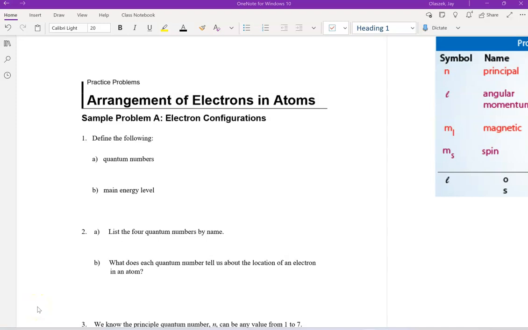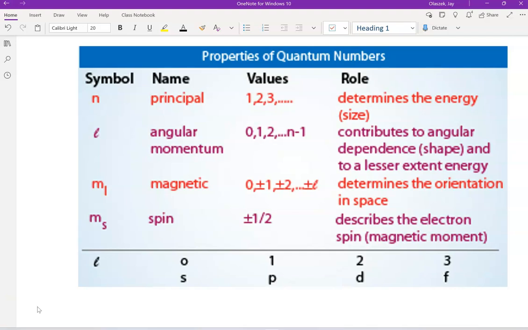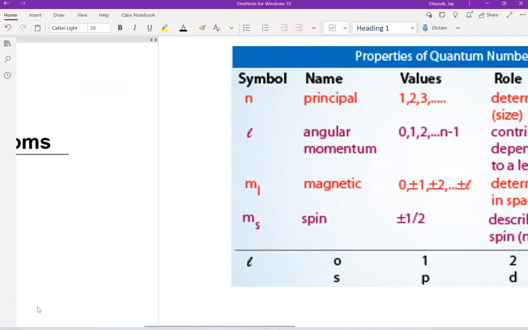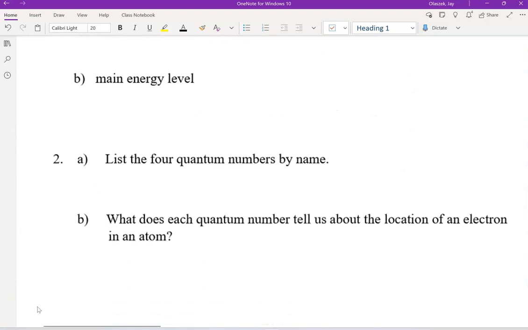Okay, so we're going to be looking at the basics of quantum numbers. I put this chart at the bottom of the Chapter 4 notes, and it tells you in a slightly different way what each quantum number is telling us. Let's remember that we have the 4, and we'll get to those. It says list the 4 quantum numbers by name.